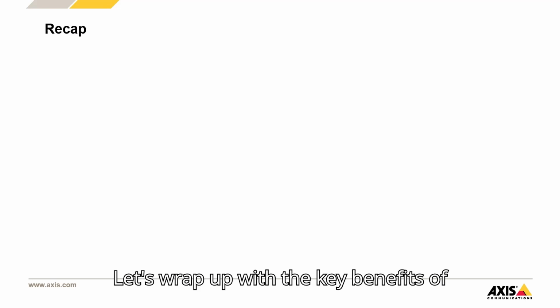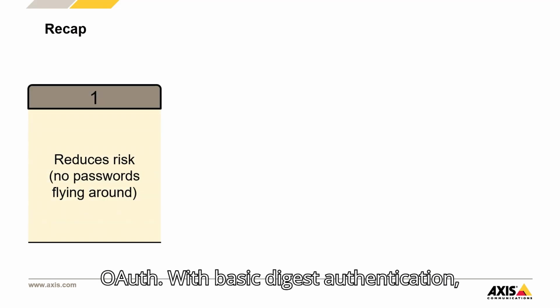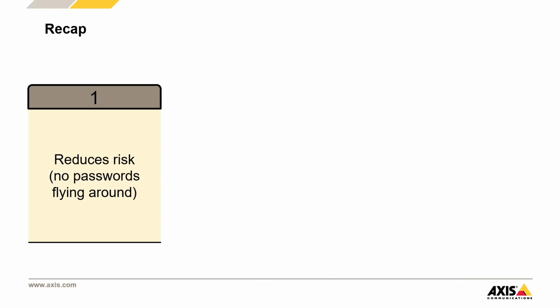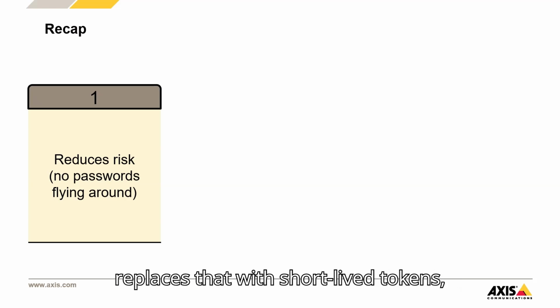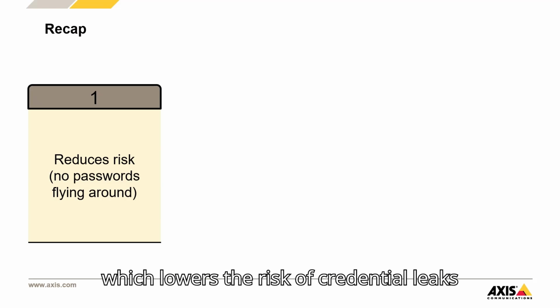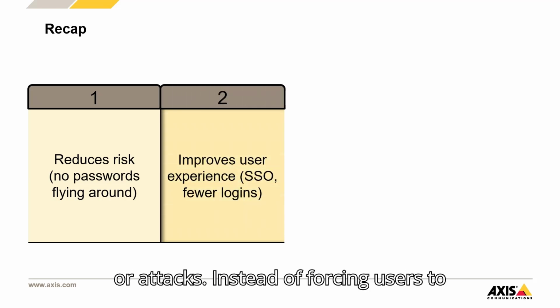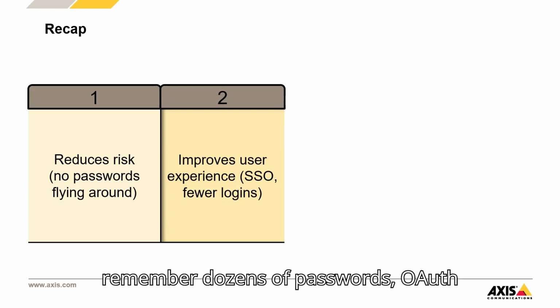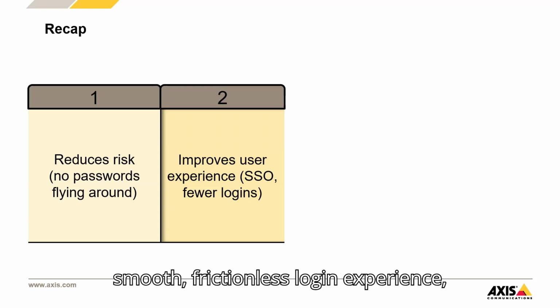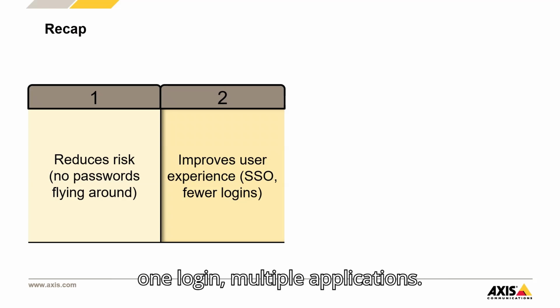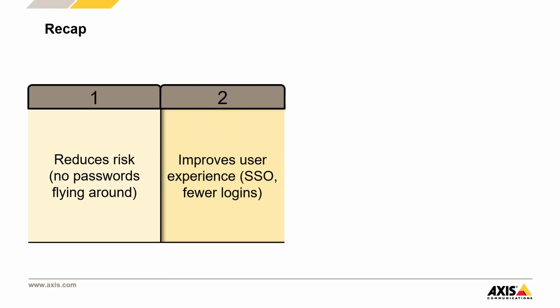Let's wrap up with the key benefits of OAuth. With basic digest authentication, passwords are often reused. OAuth replaces that with short-lived tokens, which lowers the risk of credential leaks or attacks. Instead of forcing users to remember dozens of passwords, OAuth enables single sign-on. This creates a smooth, frictionless login experience: one login, multiple applications.